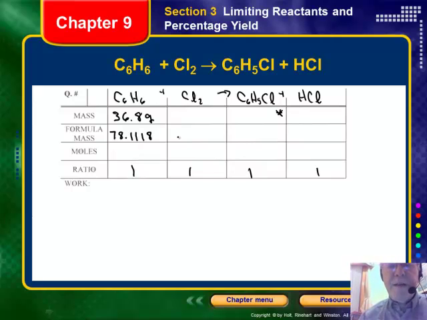For the C6H5Cl, that's C6, which is 12.0107 times 6, plus 5 times 1.00794, plus chlorine, which is 35.453, and I get 112.557. Okay, and both of these are grams per mole.